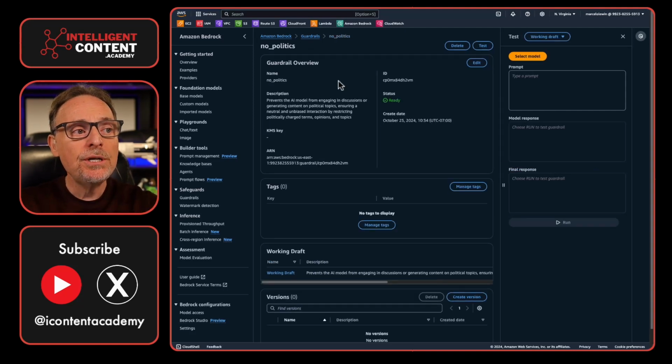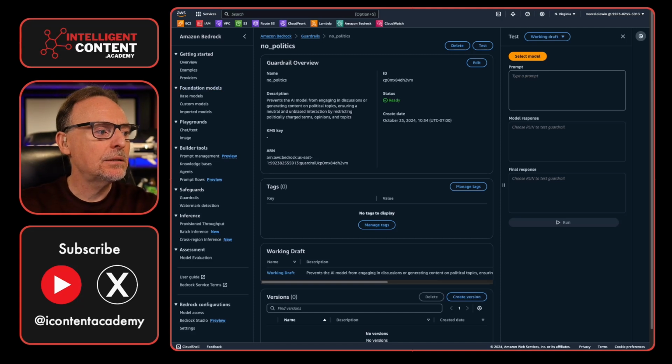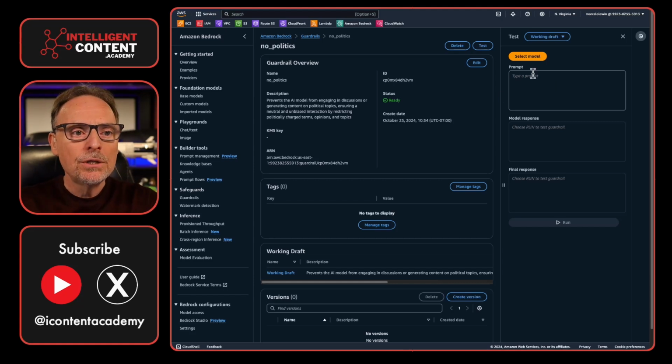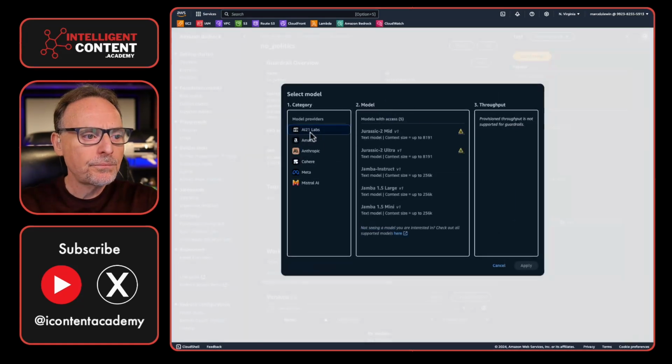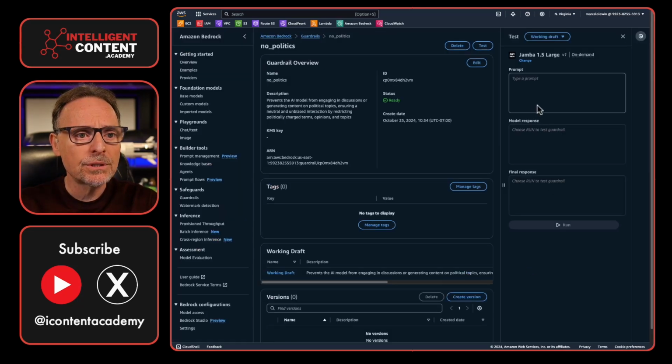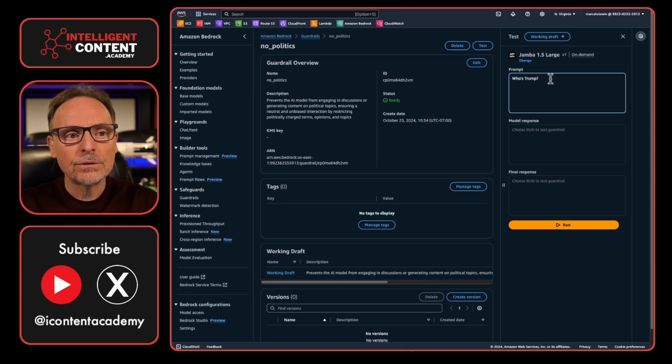Okay, so here we are. We have the no politics guardrail. Let's go ahead and test it. Let me bring on my testing data. Okay, so we're going to select a model. Like I said, I only have access to a couple of models now, so hopefully this works. So I selected that. Let's start with the first question. Who's Trump?